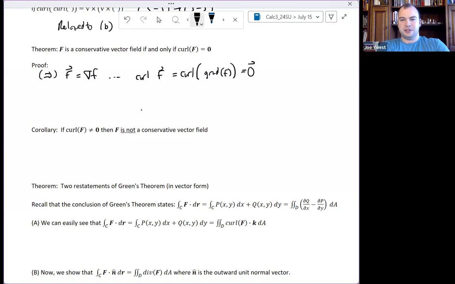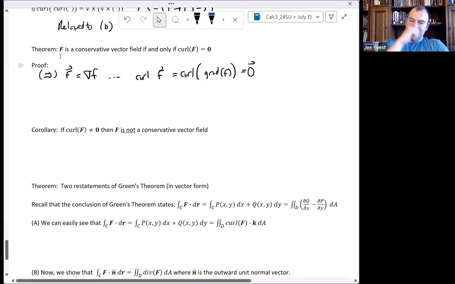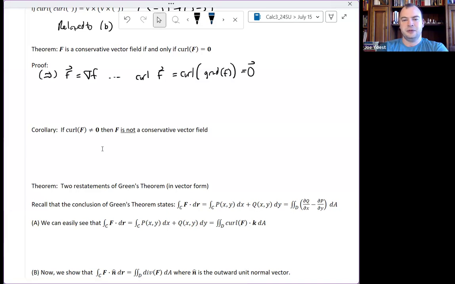A corollary of this is, so we're saying if F is conservative, then curl F is the 0 vector. The corollary is the contrapositive. If the curl of F is not the 0 vector, then F is not a conservative vector field. So we have another test for a conservative vector field. If we happen to compute or to know the curl of a vector field, and if it's not 0, then we know that F is not conservative.